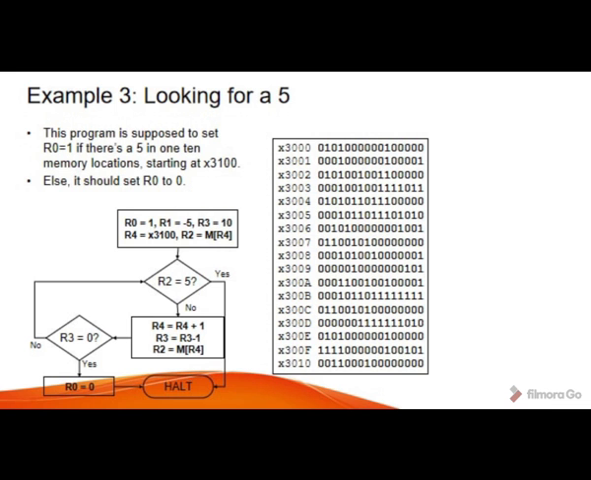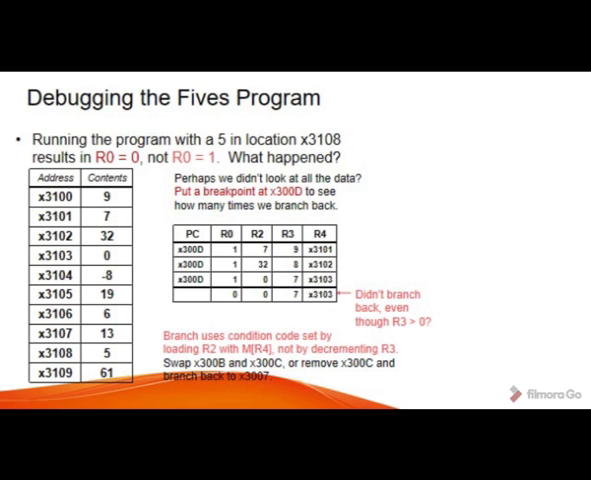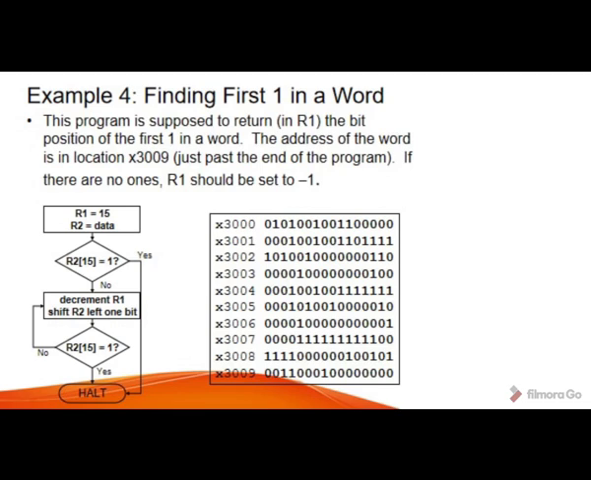However, the sum in R1 should be x8135. This slide shows example 3, looking for a 5. This program is supposed to set R0 equal to 1 if there's a 5 in 10 memory locations starting at x3100, else it should set R0 to 0. This slide provides some useful hints that show the address and contents. The program run with a 5 in location x3108 gives a result of R0 equals 0 and not R0 equals 1.